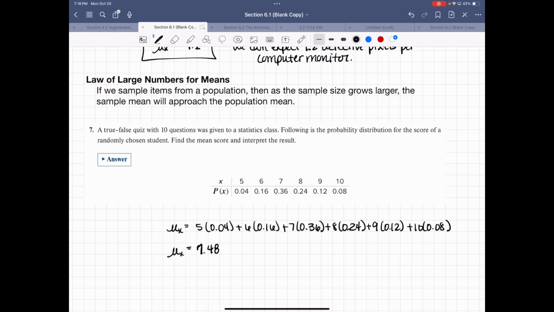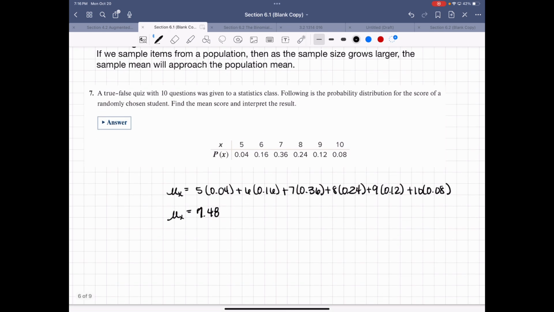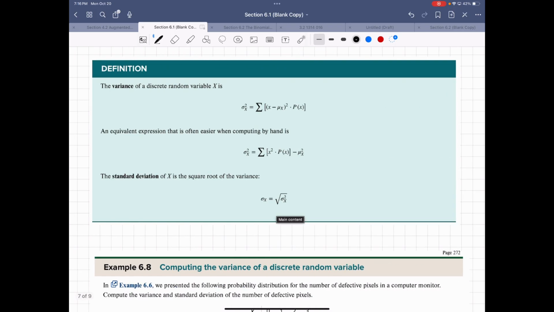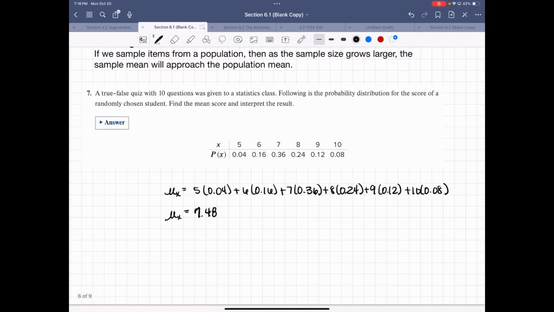All right, what's next? Are we still going on 6.1? 6.2 is not long at all. Variance of a discrete random variable. Woo! Huh? 7.48.